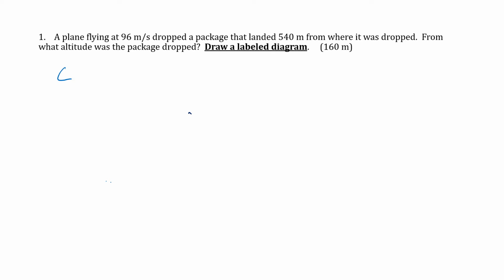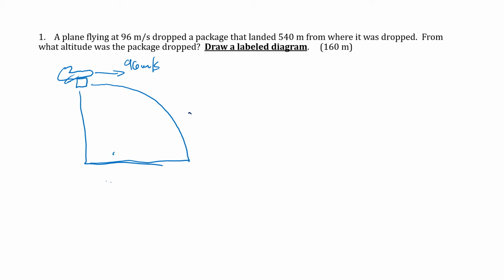So in this first question, we've got a plane that is flying along at 96 meters per second. Okay, and it's got a package that's hanging out, and then it lets go of the package. And that package is going to continue to move at 96 meters per second horizontally, but of course gravity is going to make it fall. That has to do with a property called inertia. That's going to keep the package moving forward the whole time because we don't have air resistance. So it's going to keep moving forward at that 96 meters per second.